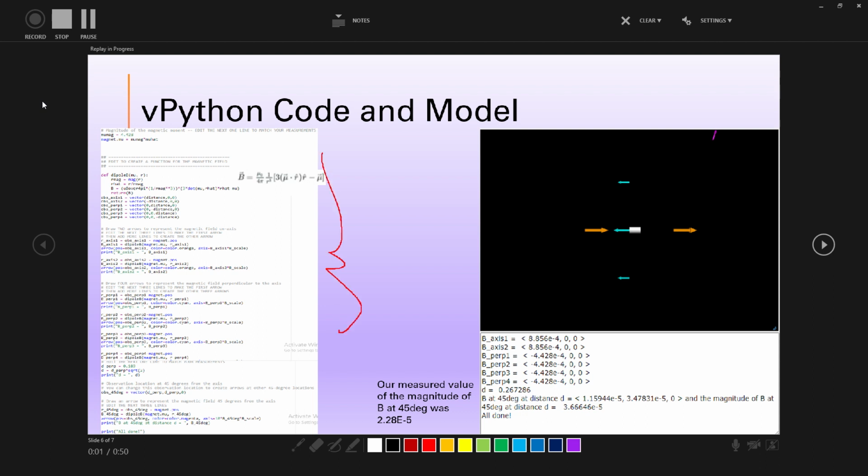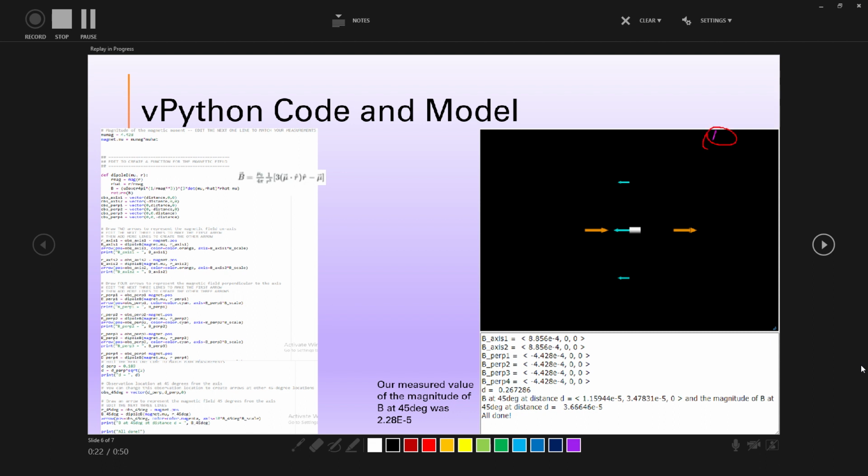On the left, we have the code that I used to create this wonderful visual representation on the right of our experiment and come up with all of these calculations. Now, notice that the orange arrows are twice as big as the blue arrows. That's because the orange arrows are the magnetic field due to a dipole on its axis, and the blue arrows are the same thing except they are off axis, at the same distance.